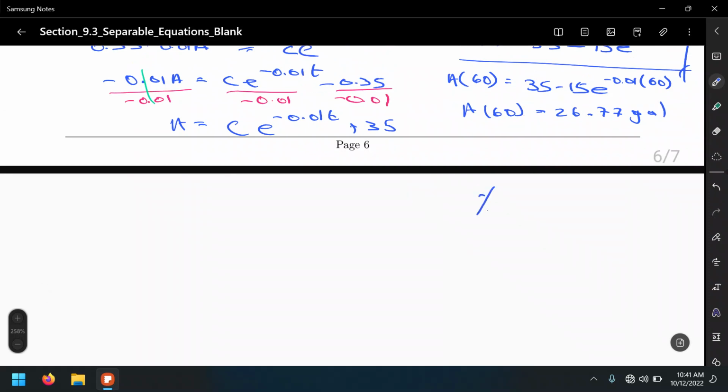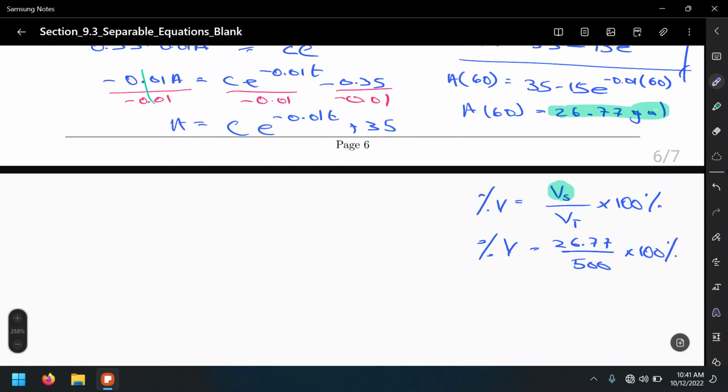So the percent by volume will be the volume of the solute over the total volume times 100%. And in this case, all we have to do is divide this number right here over the total volume, which in this case is 500 gallons. 26.77 over 500 times 100%. And when we simplify this, this should be 5.35% alcohol.